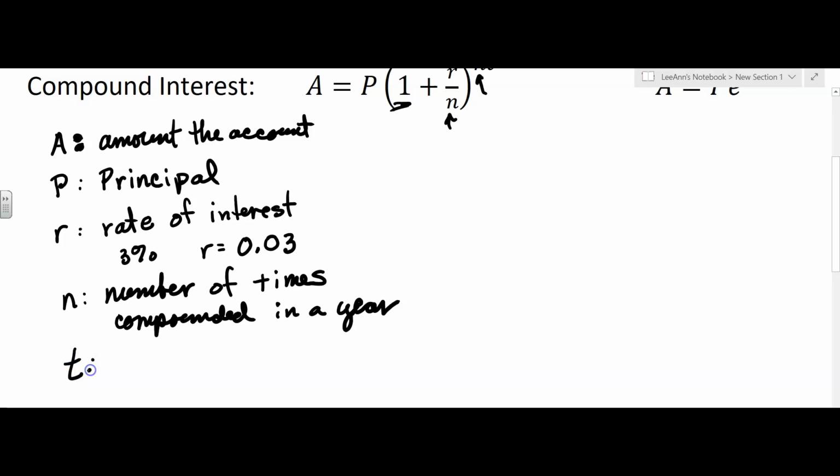All right, T is for time in years. So if you're going to leave it in for 10 years, T would be 10. If you're going to leave it in for 20 years, T would be 20. Okay? All right, so that's what everything means, and I'll show you how to put these in your calculator.